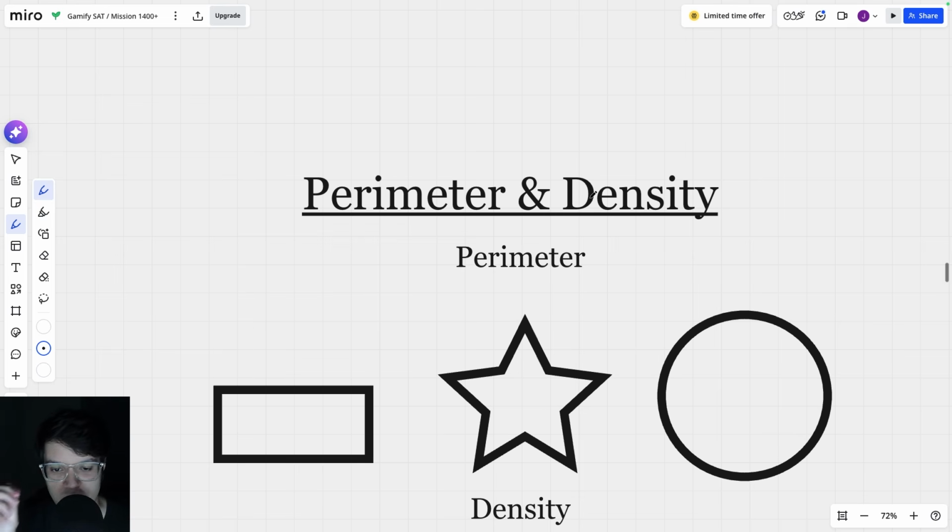Next up, I want to briefly talk about perimeter and density. This is a very, very simple thing. I'm not even going to spend very much time on this at all. It's honestly just so basic that I just want to throw this in here so you understand it and not say too much else.